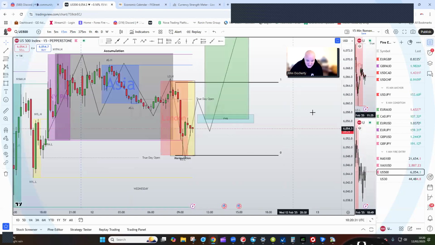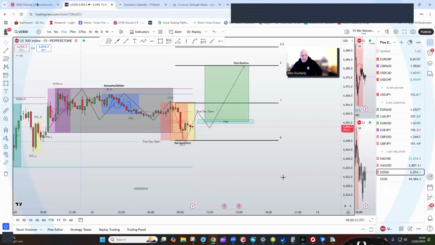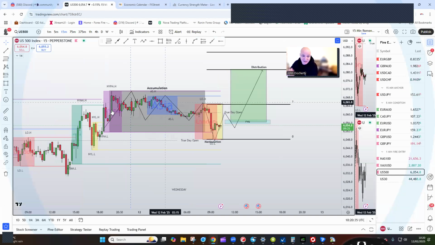US 500, again, let's have a look at what we're doing on the template. We have the accumulation. Asia was inside of the PM session New York yesterday. We eventually broke out of not just the Asia session, but also the PM session of New York. This has given us our manipulation zone.